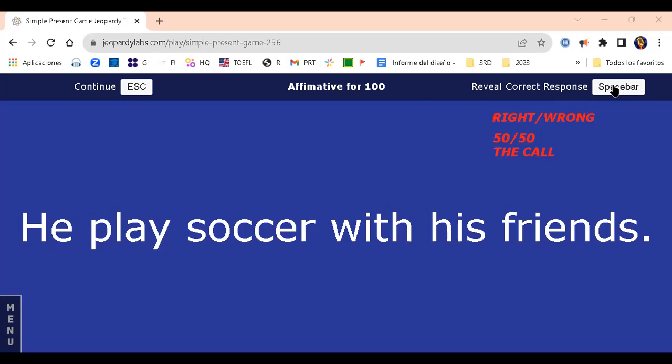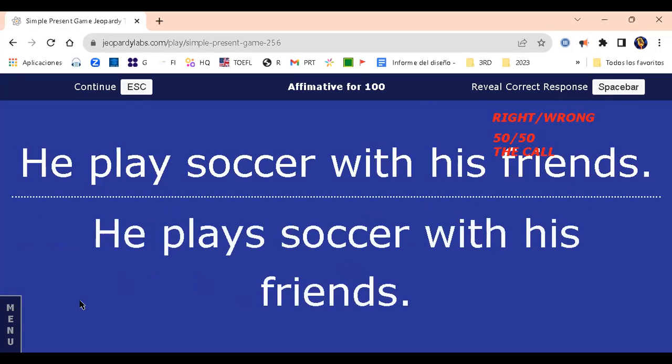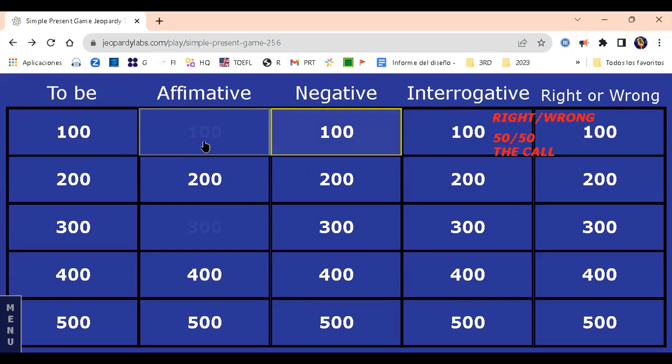Sure, okay, let's check. Sorry, but you all lost. Perdieron ahí. Oh, no, regresamos. Yes, it was S, right? Recuerden, when you have a vowel before Y, you only add S. ¿No se recuerdan? Si tienen vocal antes de la Y, solo S. Okay, let's continue with the next one.